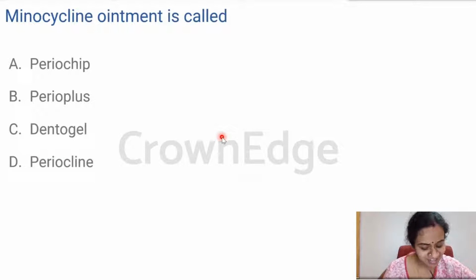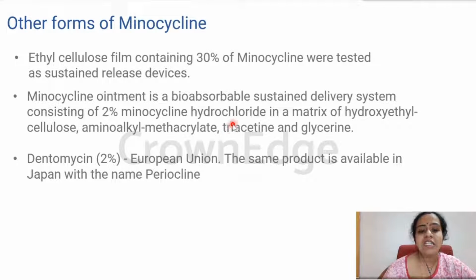Yeah, most of you are right. Very good. It's Perioclin. It's also known as Dentomycin. Perioclin is in Japan, Dentomycin in Europe. Again, 2% minocycline only. One thing about minocycline is the concentration is 2% minocycline in the carrier polymer, a matrix of hydroxyethyl cellulose, aminoalkyl methacrylate, triacetin, and glycerin. Just remember the most commonly used polymers and which kind of polymer is used where. Obviously, with all these collagen based LDDs, the carrier is collagen itself.